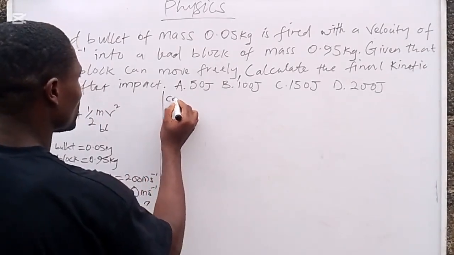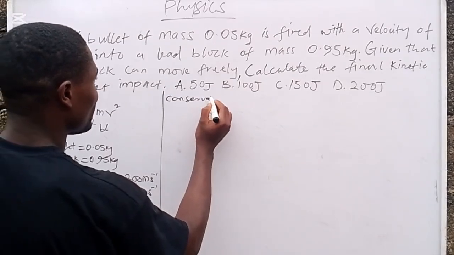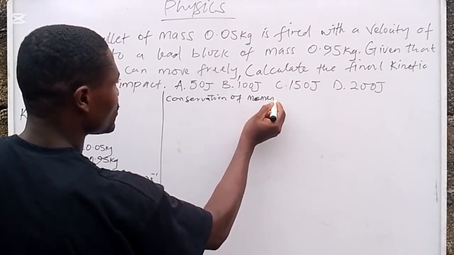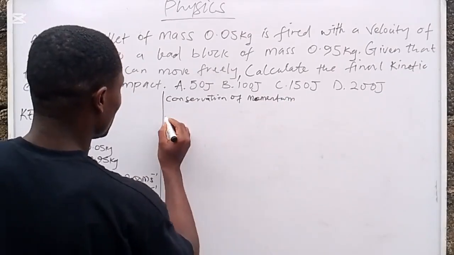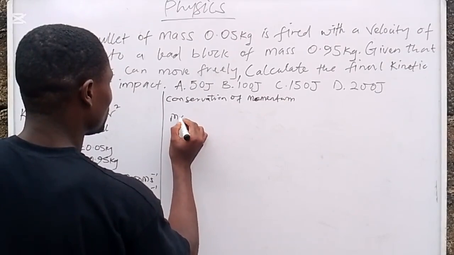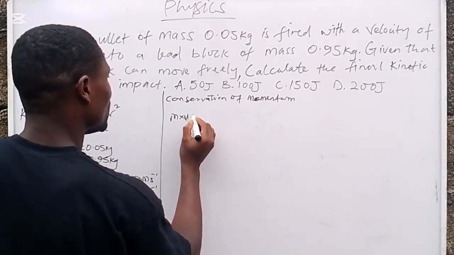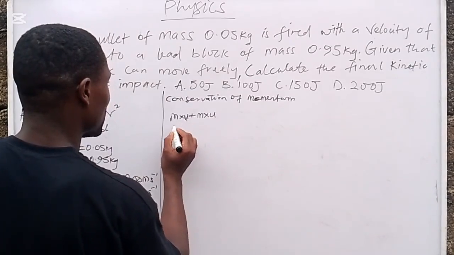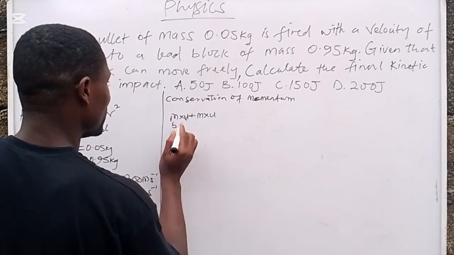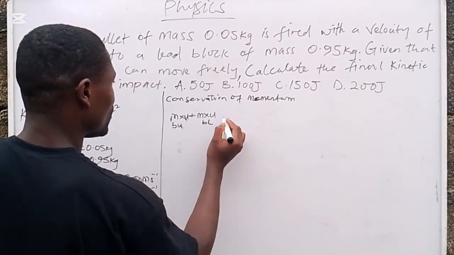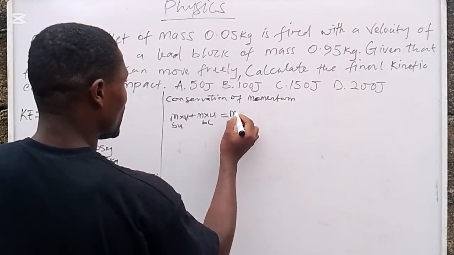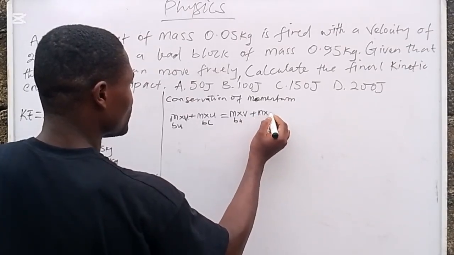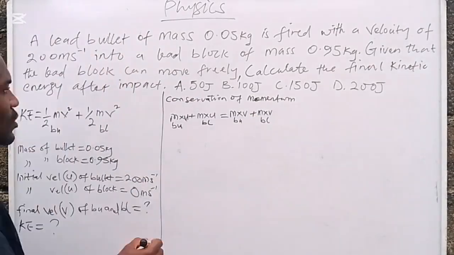conservation of momentum, which is m times u plus m times u. Now this first m times u is for the bullet, and this is for the block, equal to m times v for the bullet plus m times v for the block, right? So this is conservation of momentum.